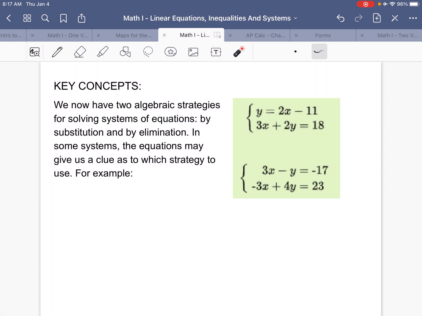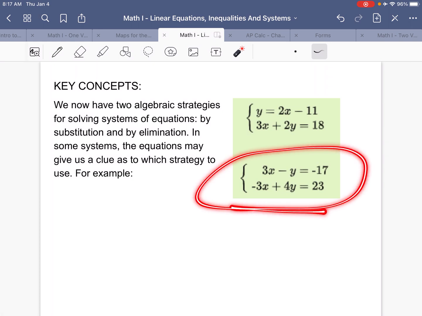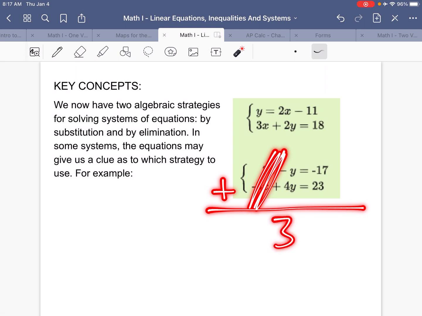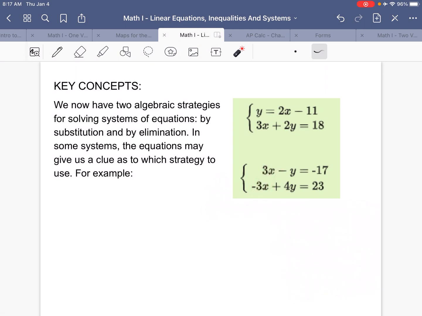We also talked about elimination, and this system of equations is clearly set up for elimination because we can just add those equations together, eliminate the x's, and get 3y equals 6, so y is obviously equal to 2.